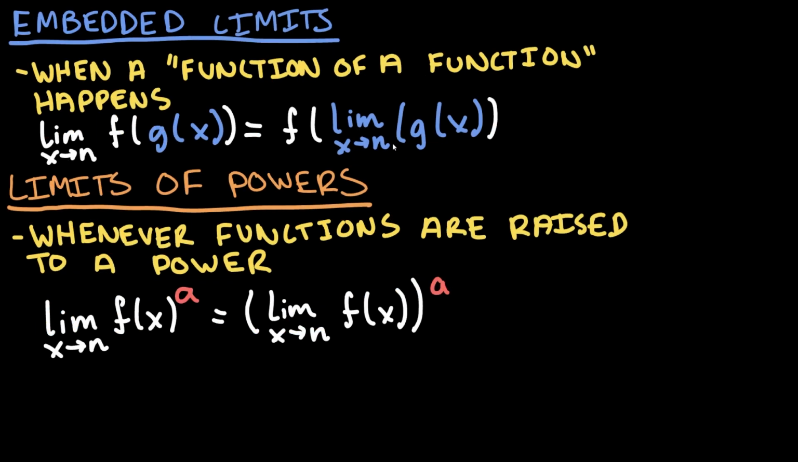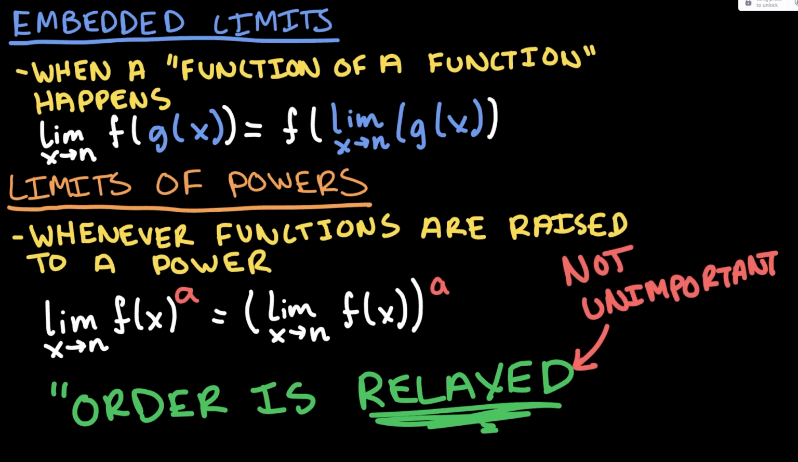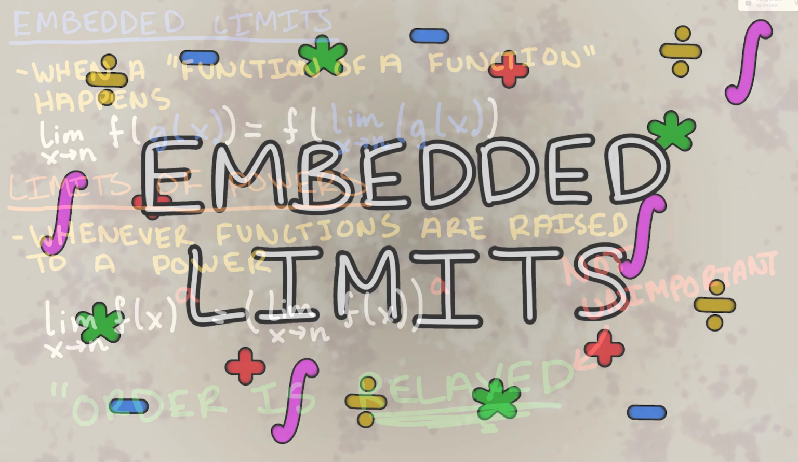Basically, the ideas that make these laws work are the same ideas that make our previous laws of functions work. With limits, order is relaxed. It's not important, but it is relaxed. And so hopefully this explanation of limit laws takes off the scariness of limits a little bit more. Let's take a look at some examples.